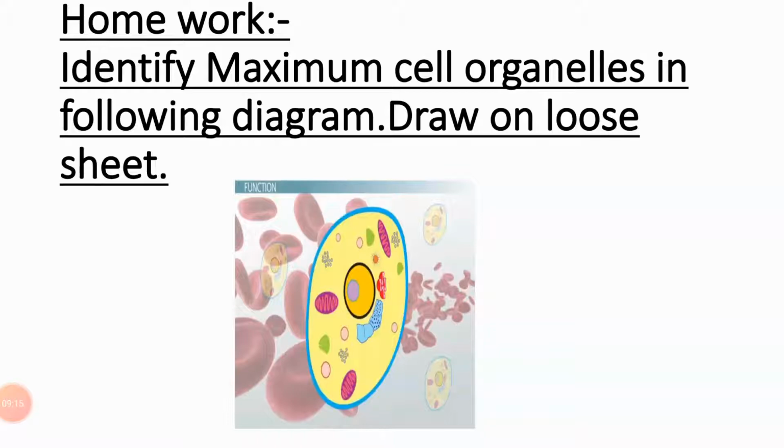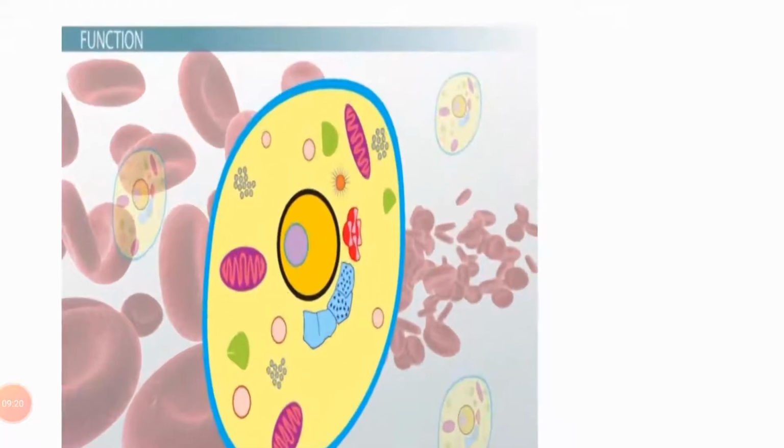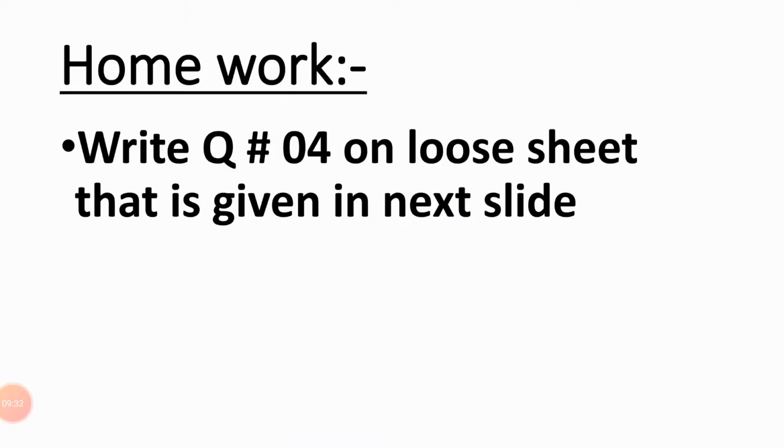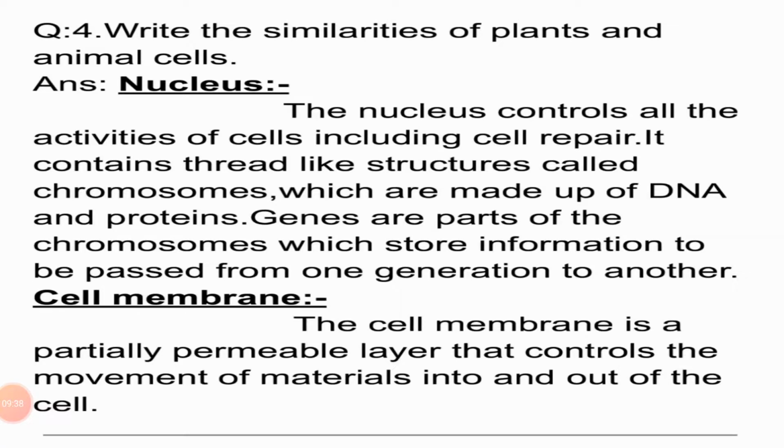Okay, you have to draw the diagram of the cell. As you can easily see here, this is a simple diagram of a cell, and you have to identify the maximum cell organelles in this diagram and draw this on a loose sheet. Also you have to write question number 4 on a loose sheet that is given in the next slide.